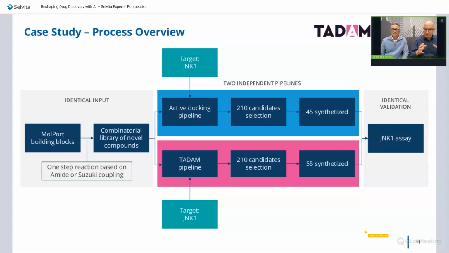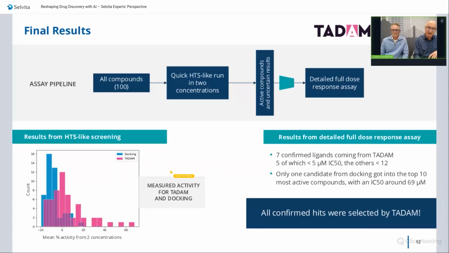And with these compounds that were then synthesized, we went into the biochemical assay. It was the JNK1, and that was a kind of HTS-like screening. That is what we do in order to find active compounds. So we wanted to see the realistic situation. And we identified several hits, and these hits then entered a detailed full dose response assay.